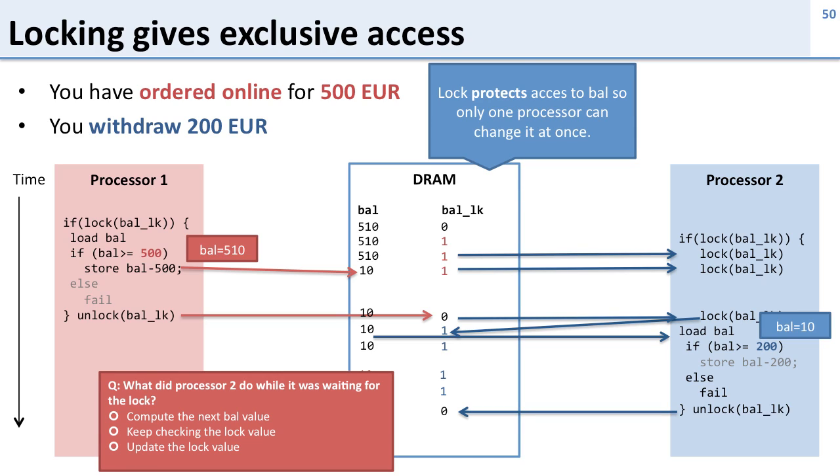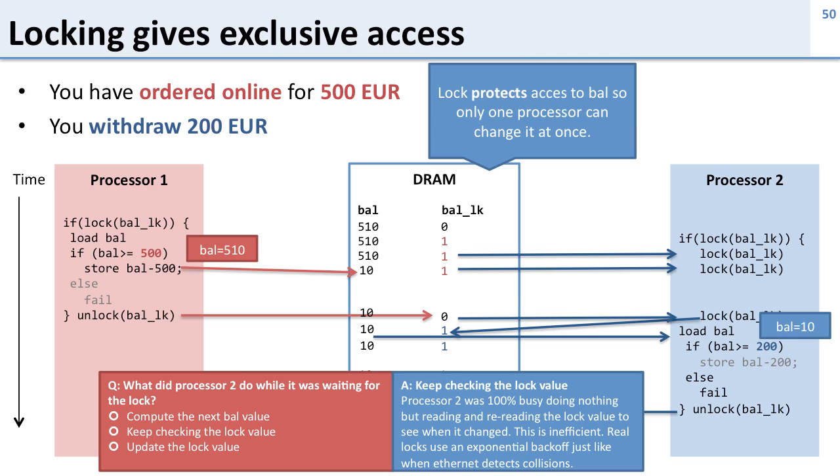So, what did processor 2 do while it was waiting for the lock? Well, it just kept checking the lock value. So it was 100% busy doing nothing but reading the lock. You can see here this whole time it's just read lock, read lock, read lock, trying to see if the lock is available. So this is really inefficient.